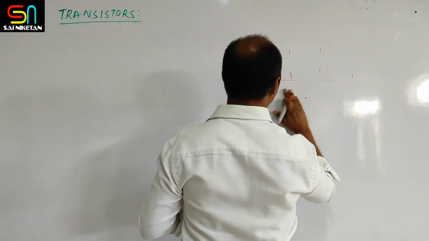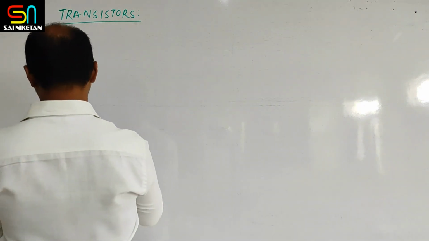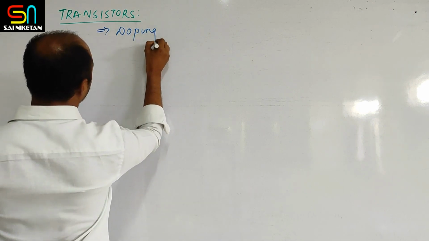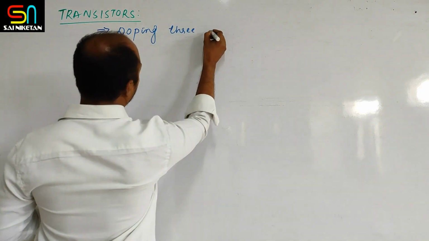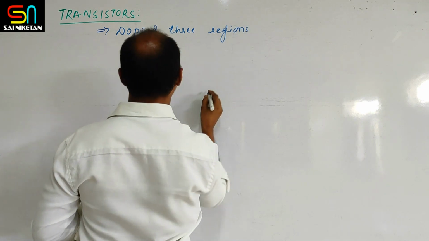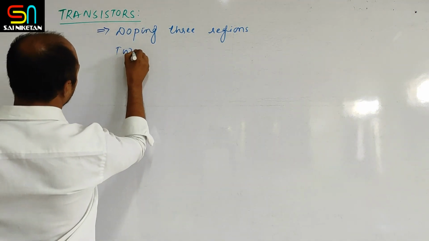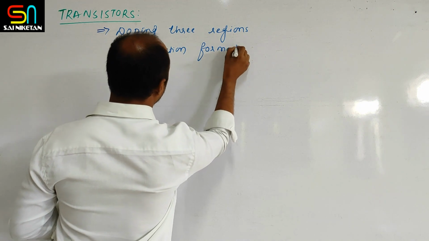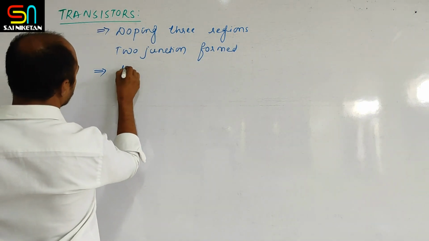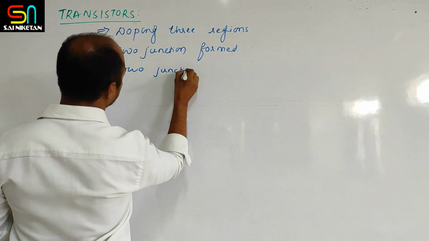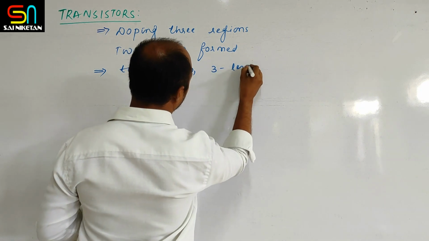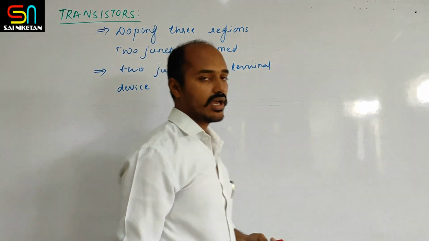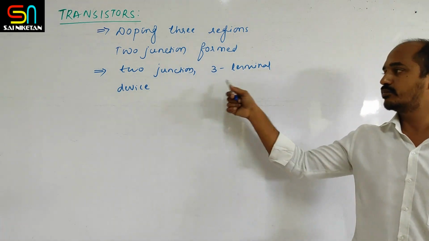I'll write the keywords so that you can define it. A transistor can be obtained by doping three regions, and by that two junctions are formed. So you can say a transistor is a two junction, three terminal device.